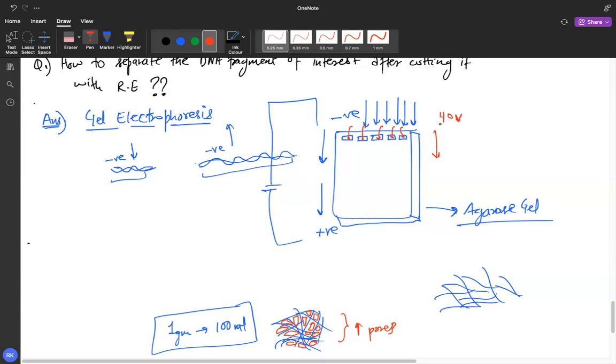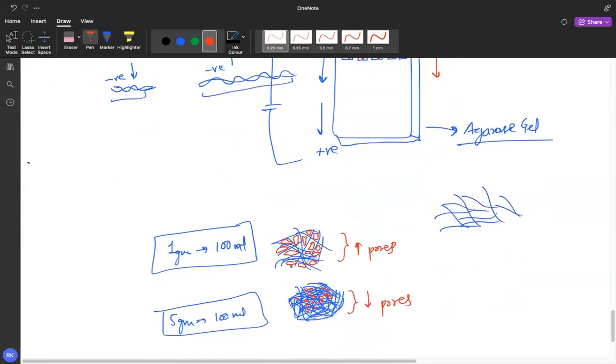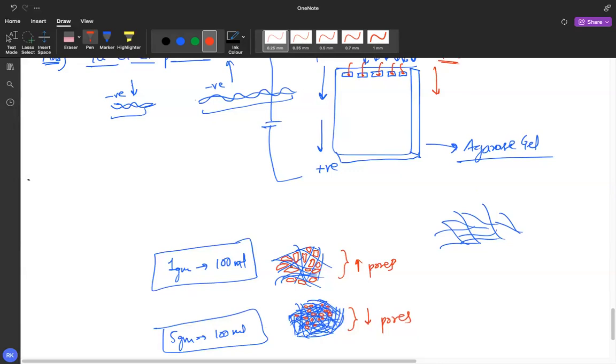Let's say the DNA will start running, but since they are running through a mesh of agarose fibers, and if it is a concentrated mesh, what will happen? Which kind of fragments will find it easier to move through the mesh and which kind will find it difficult? The bigger ones will find it difficult and the smaller ones will find it easier.